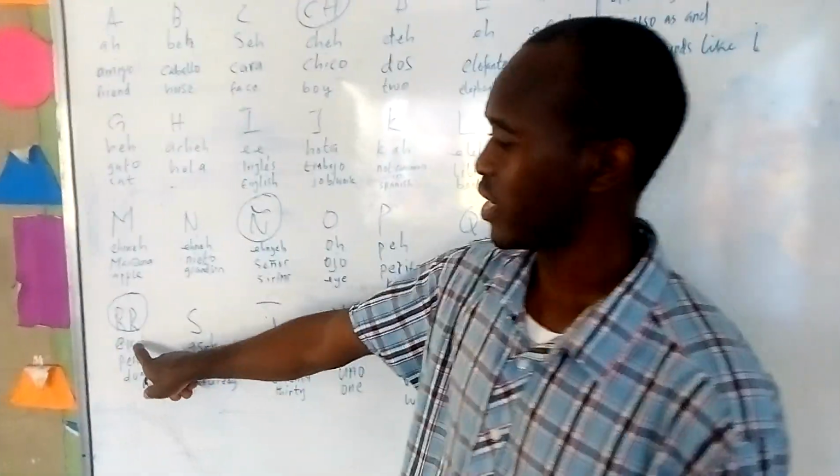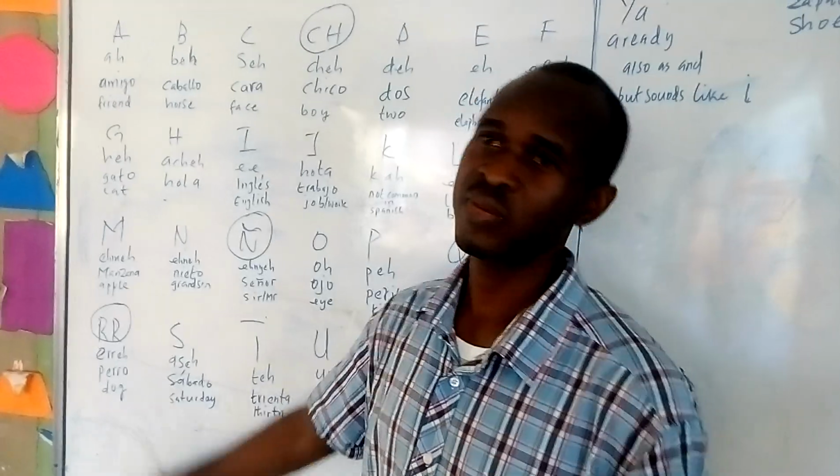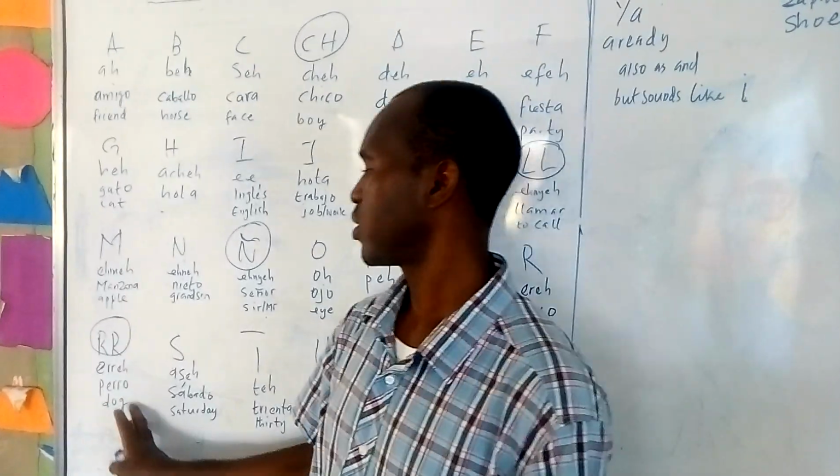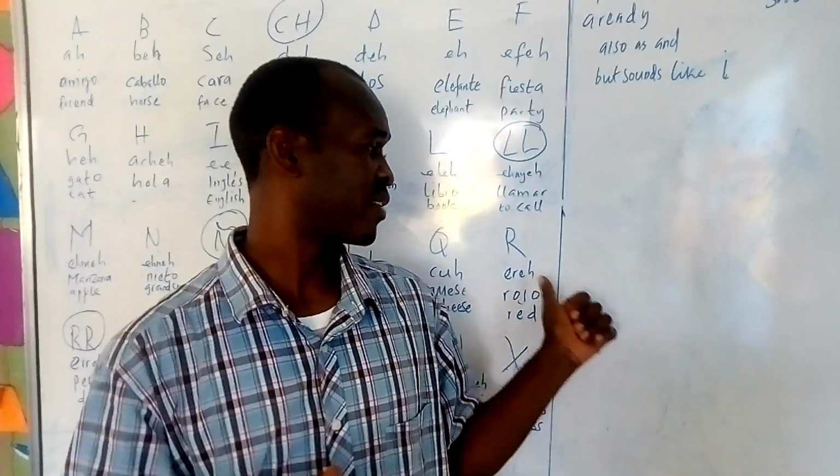Okay, then you have the second R, which is erre. Likewise, erre. Perro, which is dog. Perro. You also have, of course, the occasional single R, as in the rat.